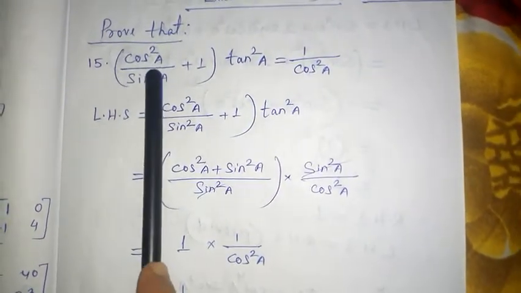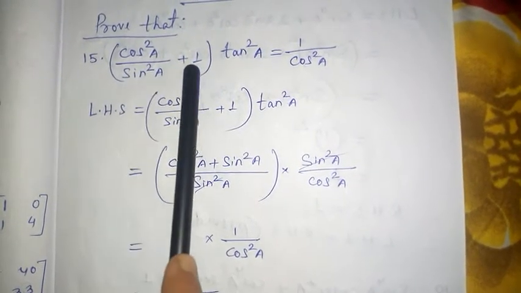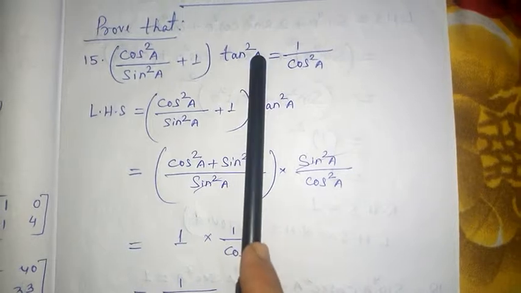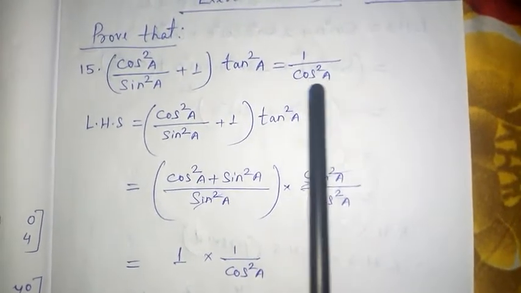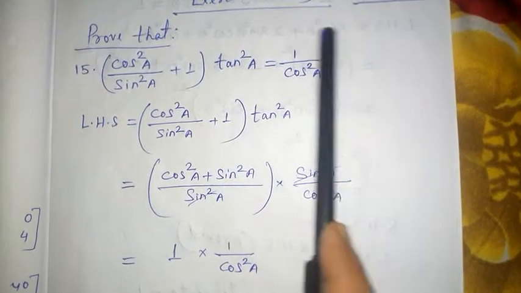Now cos square a by sin square a plus 1 multiplied with tan square a equal to 1 by cos square a. So you have to prove that. Prove that means you have to prove that LHS is equal to RHS.